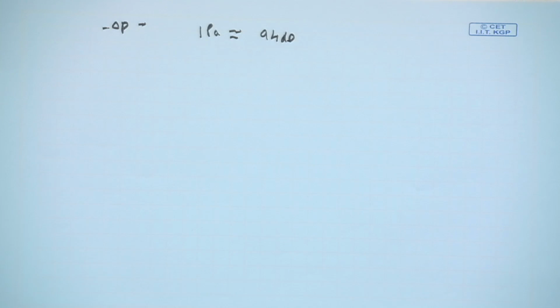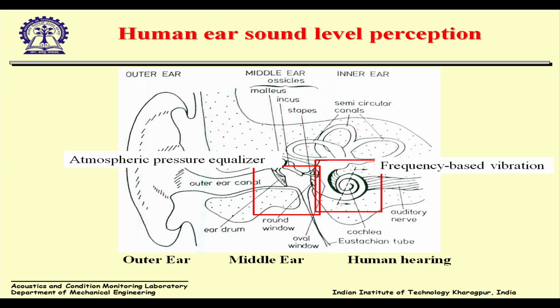So this small change, this fluctuation, is the one that needs to be captured by the human ear, and that is done by this particular thing that's called the Eustachian tube. So this is the pressure equalizer. After the sound is collected in the outer ear, it passes through the ear canal, and then from this tube, this acts more or less like a pressure equalizer.